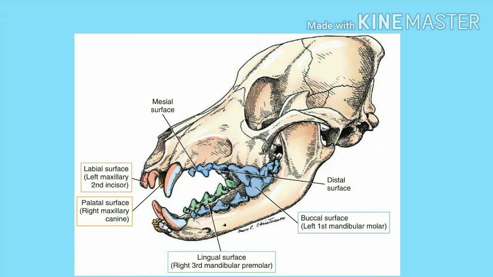And remember that both mesial and distal surface refers to the part of the tooth that is touching or nearly touching an adjacent tooth.